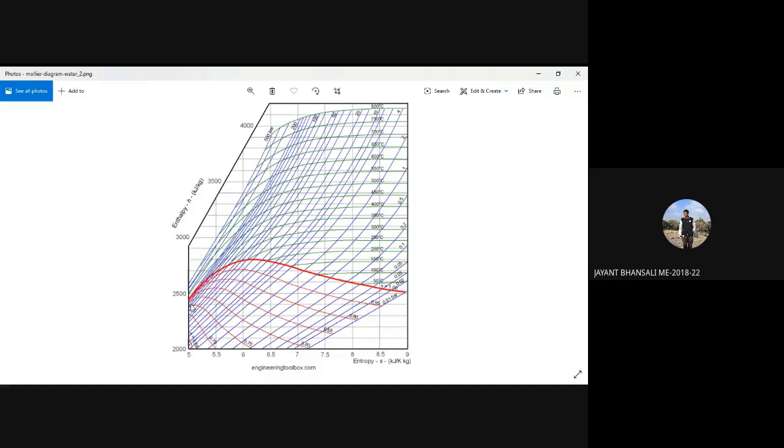Sir, I have a doubt. What if the pressure is given as 500 bar and x is equal to 1? Then how do you find the intersection point? What is the condition? 500 bar and x equal to 1.